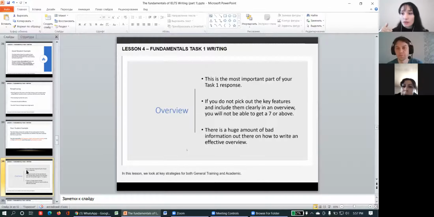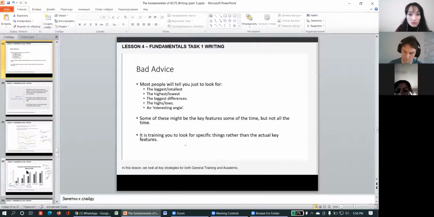Okay, next point is the overview. Introduction we wrote, now we're going to the overview. This is the most important part of your task 1 response. If you do not pick out the key features and include them clearly in your overview, you will not be able to get 7 or above. So these are the main features that you have to include. There is a huge amount of bad information that would be really confusing and affect your overview. We'll go deeper into it.